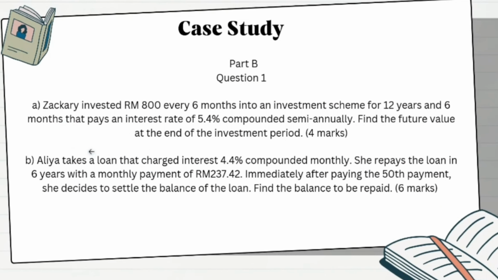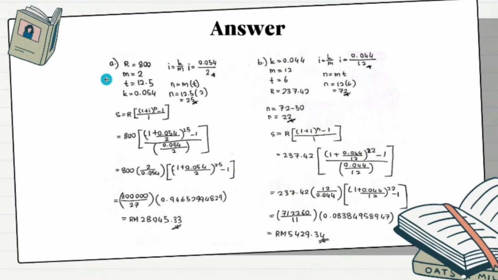So, hi guys, this is my question. Part B, question 1. R equal to 800, M equal to 2, T equal to 12.5, K equal to 0.054. So, we need to find I first. I is K divided by M. So, K is 0.054 and M is 2. So, we get the I. Next, we find N. N is M multiple T, so 12.5 multiple 2, and we got 25.